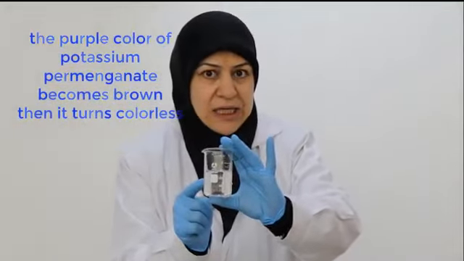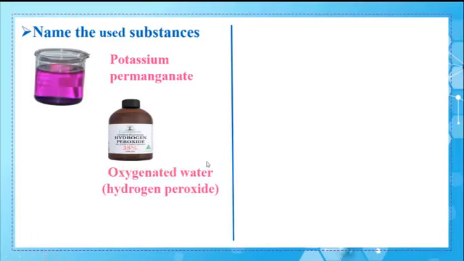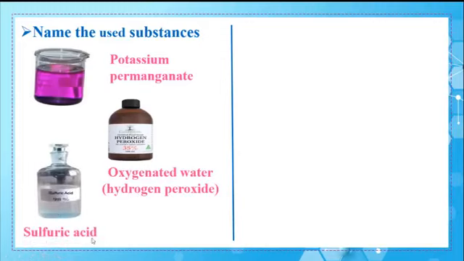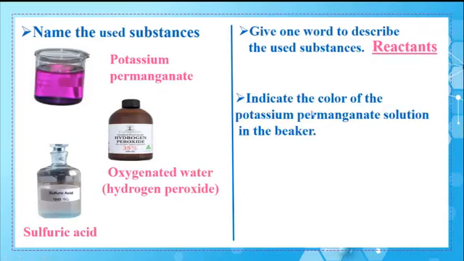It turns colorless. Now, name the used substances. Yes, what do we use in the experiment? Good. Potassium permanganate, oxygenated water or hydrogen peroxide, and sulfuric acid, a few drops of sulfuric acid. Now, give one word, only one word, to describe the used substances. Yes. What do we call them? Nice. They are known as reactants.